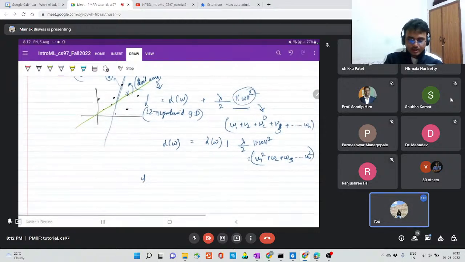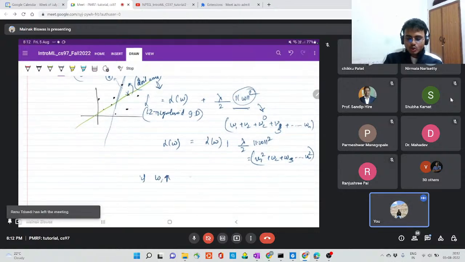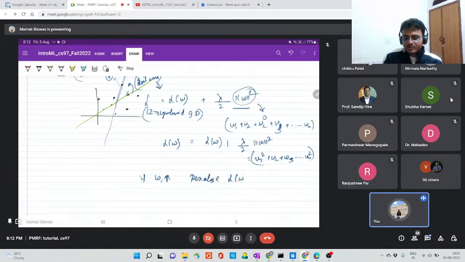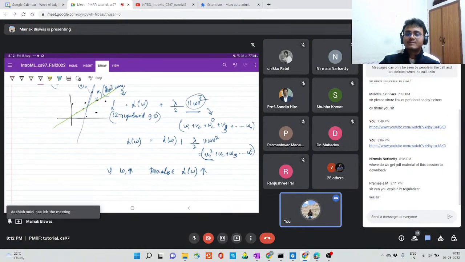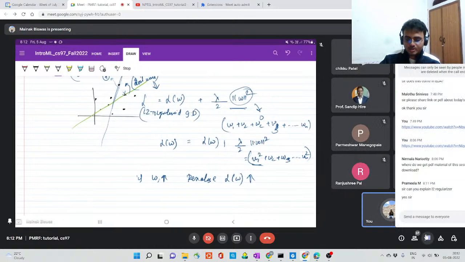So if wi is large, you penalize L of w very highly. The square of it will be very high, right? I'm just giving you the intuition here. I'm not showing it mathematically, so you can understand in layman terms. Are you getting the intuition?